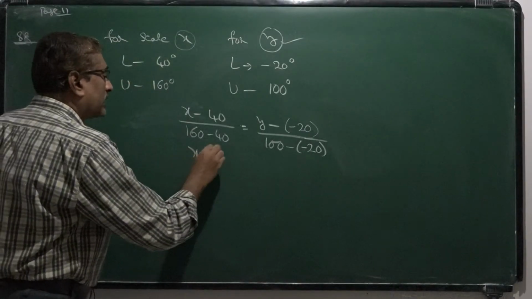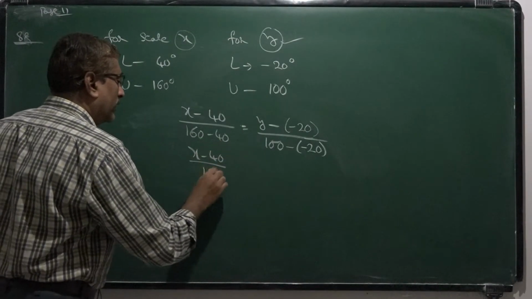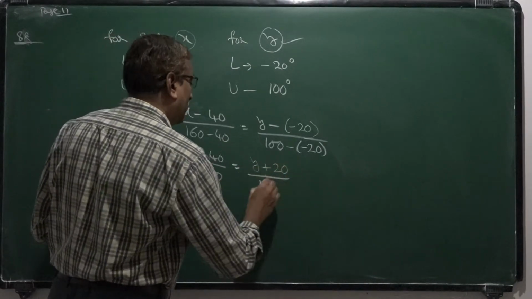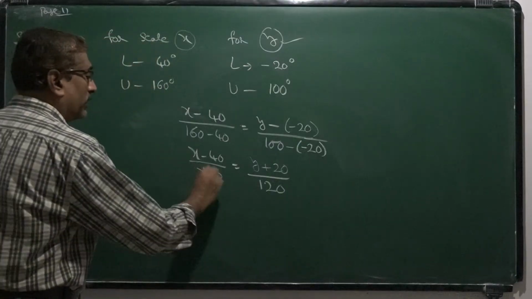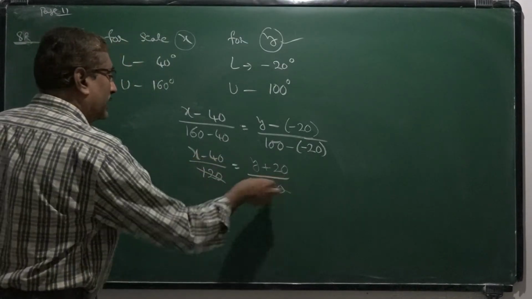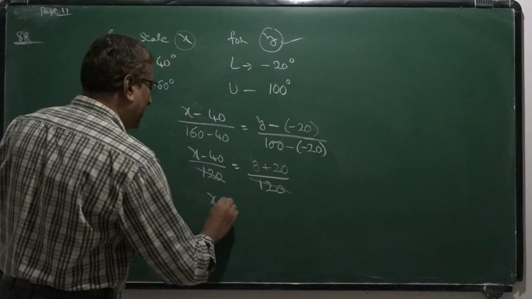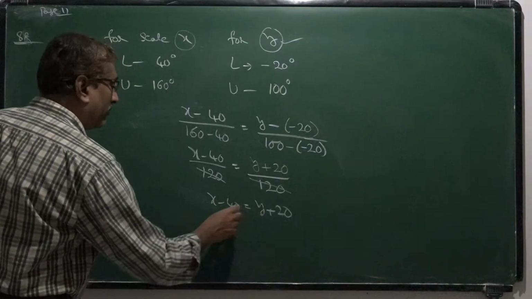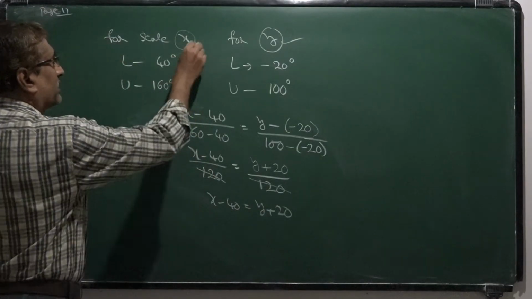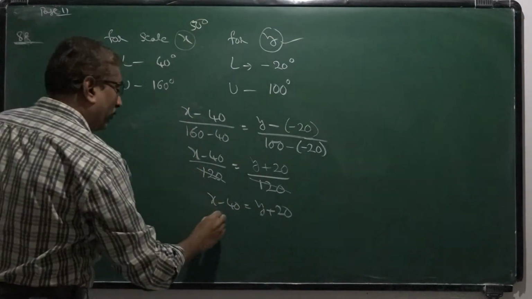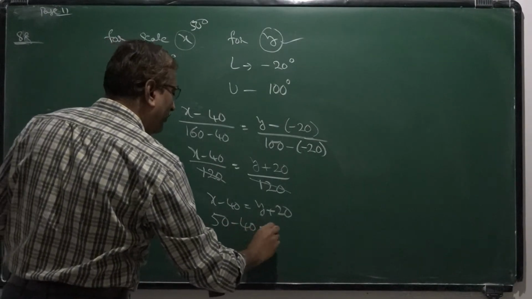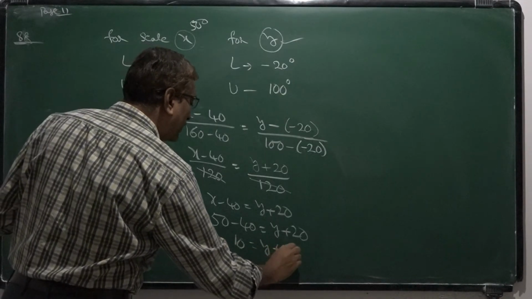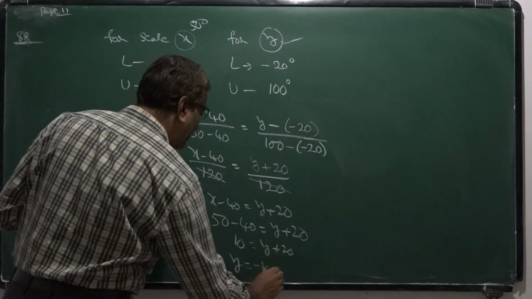So here we have x minus 40 by 120 is equal to y plus 20 by 120. So cancel out this. Now this is the relation between conversion. So x minus 40 equal to y plus 20. Now we have to calculate y. So given x in this particular scale is 50. So 50 minus 40 equal to y plus 20. So it's 10 is equal to y plus 20. So y reads minus 10.